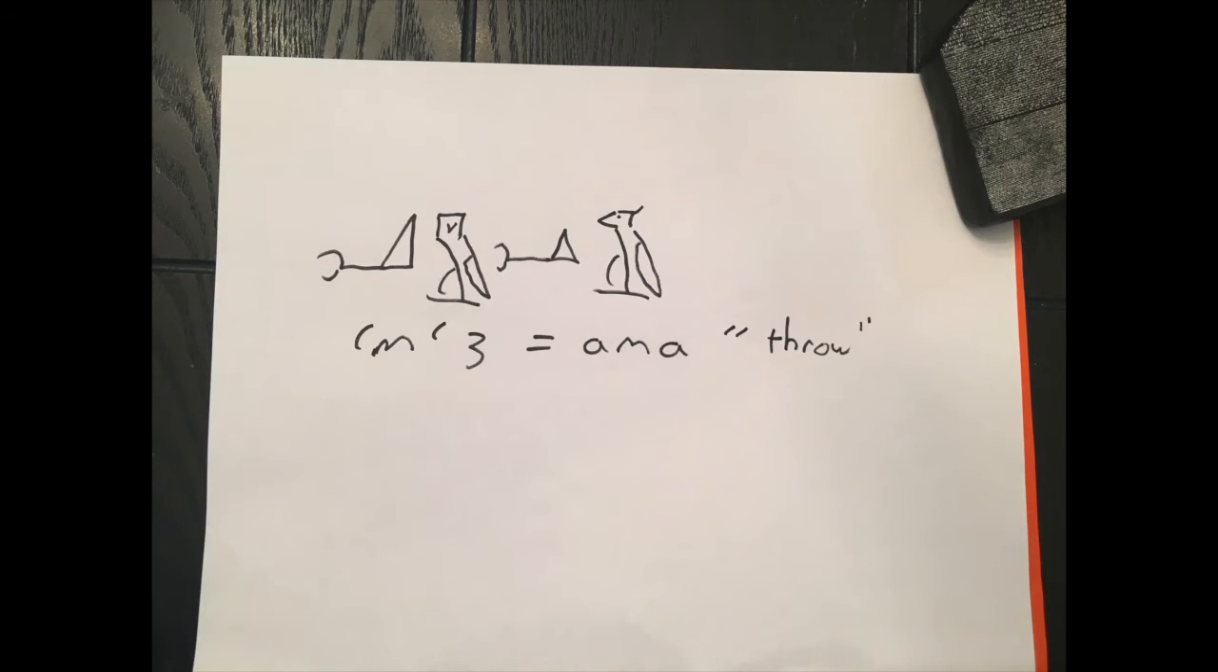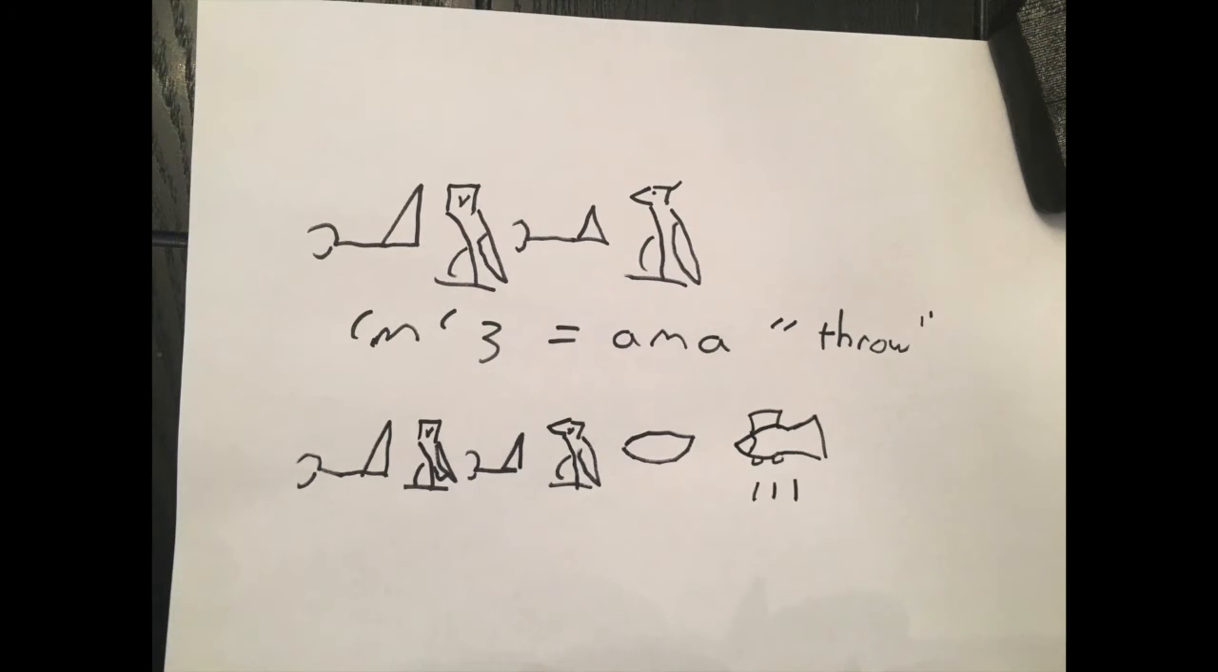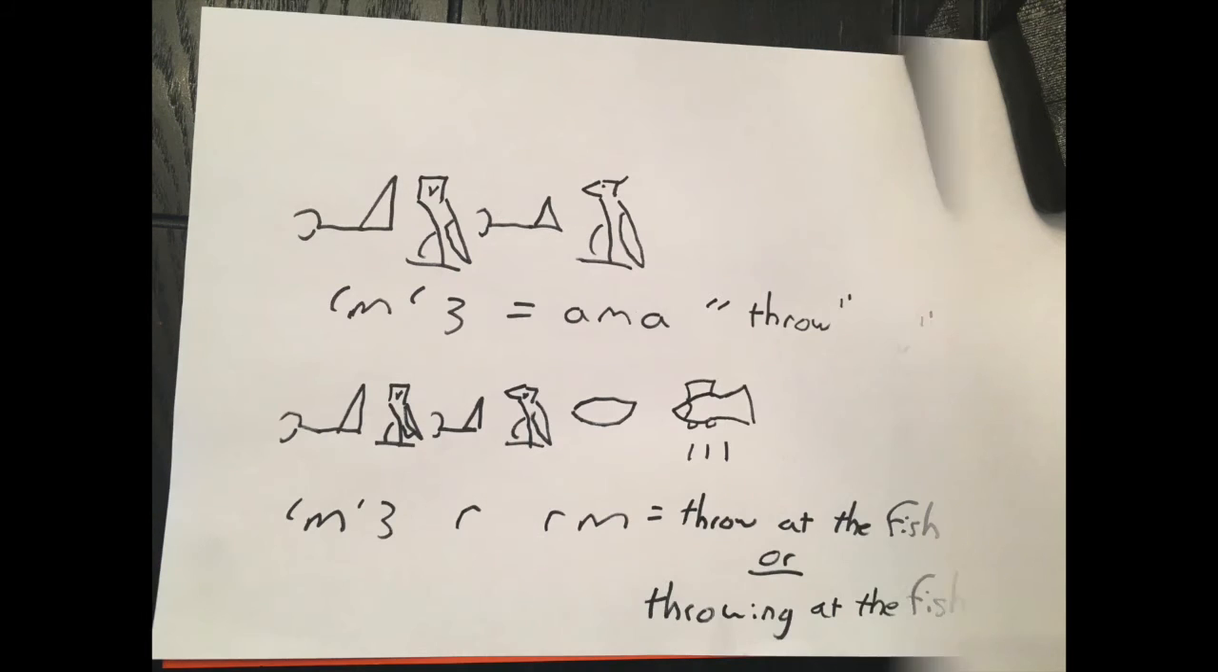All right, so now let's look at a strong verb that doesn't get the extra T. So here we have ama, hand, owl, hand, vulture. And this is the verb throw. So if we put this into a sentence, ama, ram, throwing at or towards the fish.